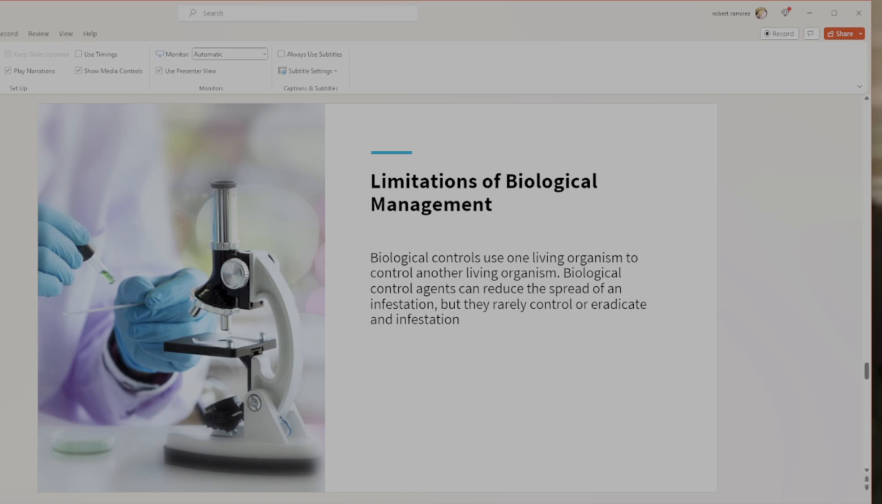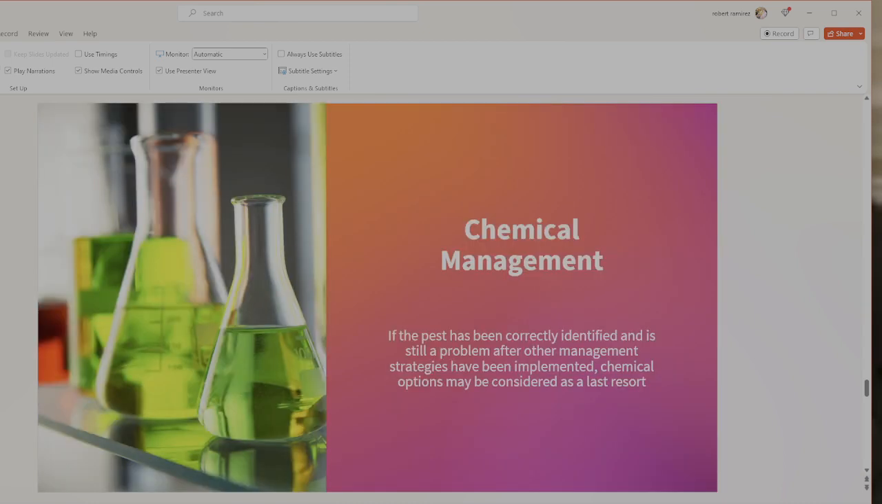Limitations of biological management. Biological controls use one living organism to control another living organism. Biological control agents can reduce the spread of an infestation, but they rarely control or eradicate the infestation. So that's very important about biological management. They rarely control or eradicate an infestation.